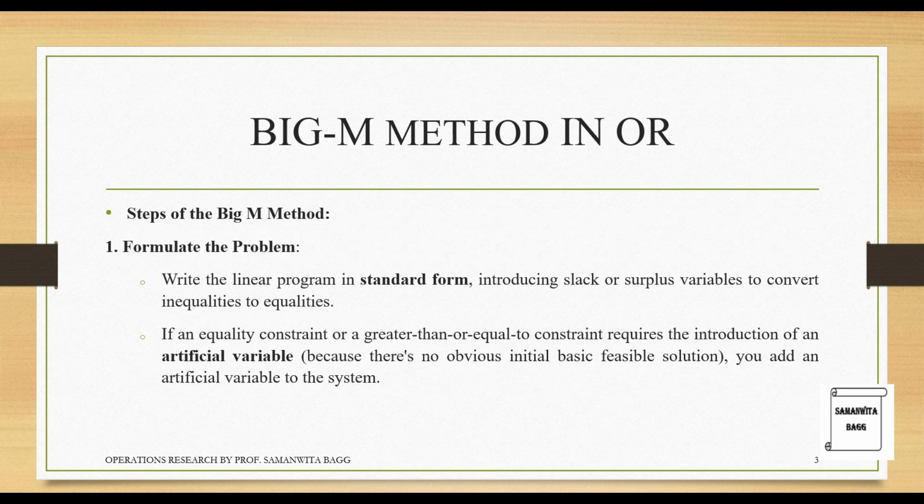Steps of the Big M method. First, we are going to formulate the problem, write the linear problem in standard form, introducing slack or surplus variables to convert inequalities to equalities. If an equality constraint or greater than or equal to constraint requires the introduction of an artificial variable, because there is no obvious initial basic feasible solution, you add an artificial variable to the system.